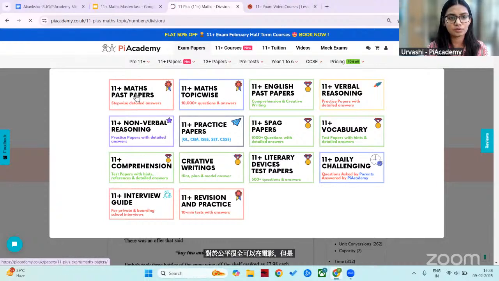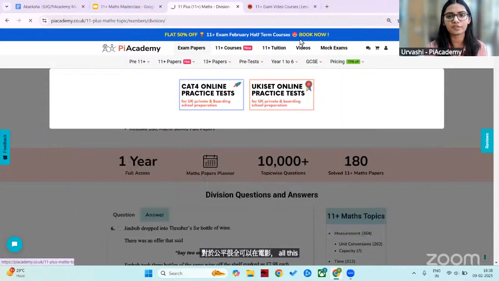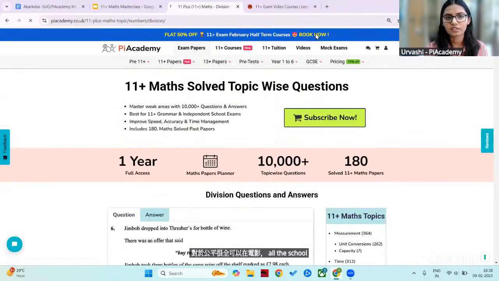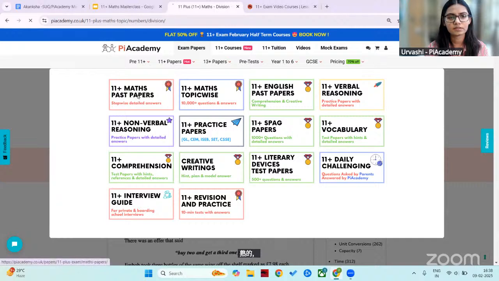And just to show how the school specific papers would look, I'll just show this. Just a minute. I think my net is a little bit low.